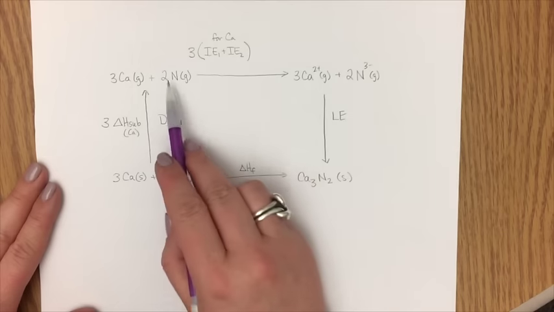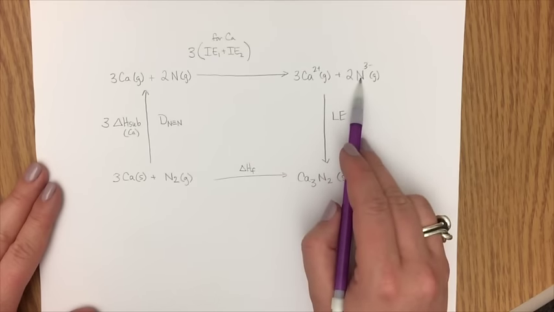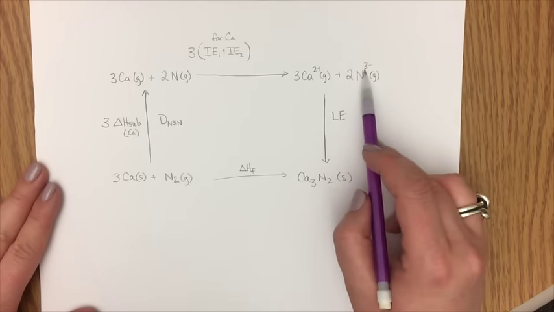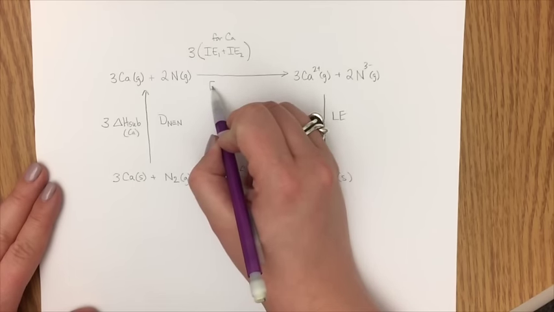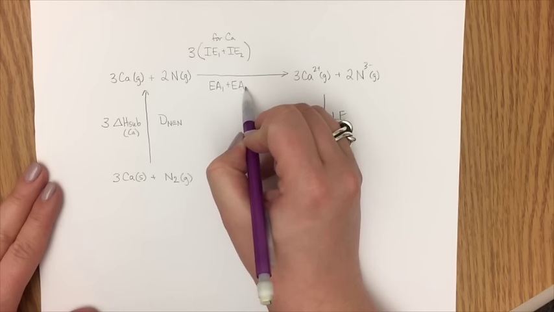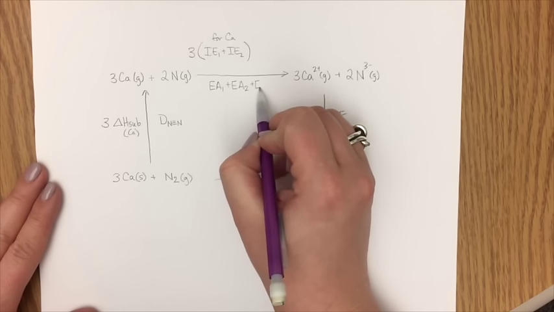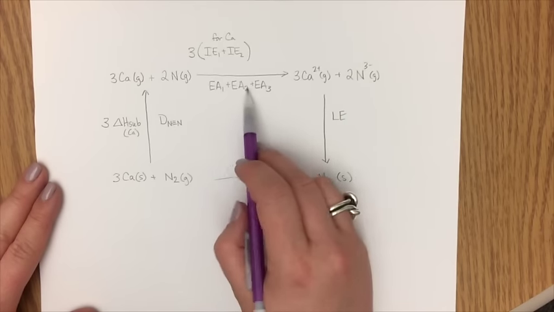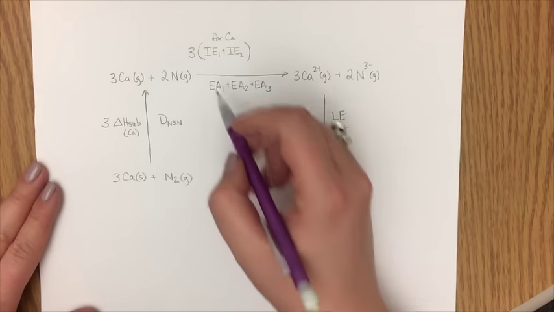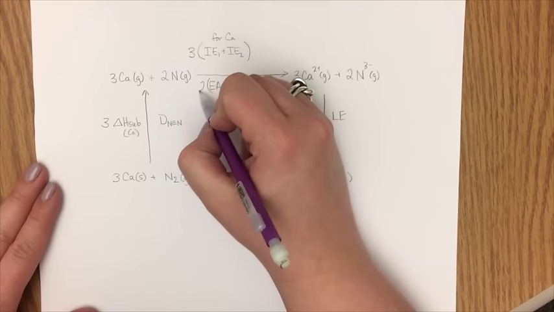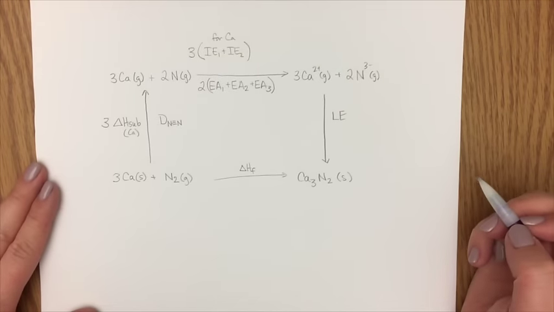And how do we get our nitrogen atoms to become nitrogen ions? Each of these has to actually gain 3 electrons. So we're going to need the first electron affinity and the second electron affinity and the third electron affinity for adding 1, 2, 3 electrons. And we have 2 moles of those nitrogen atoms, so I'm going to need 2 of all of those.